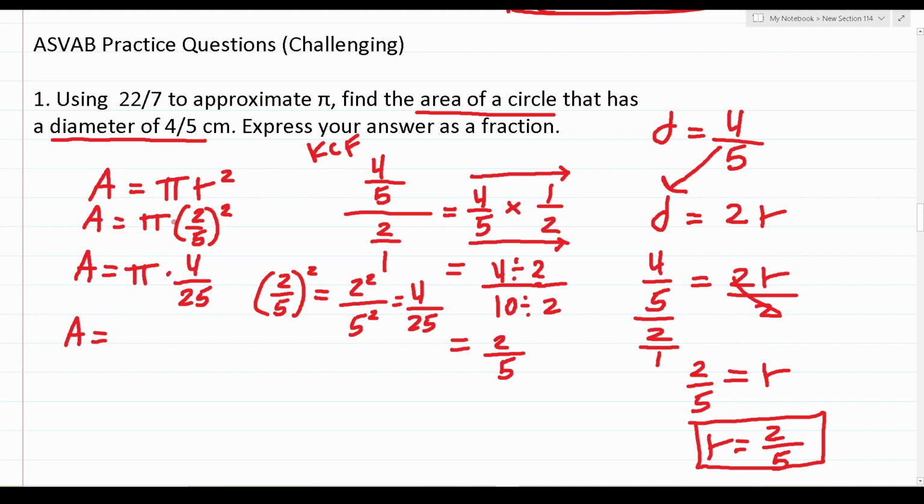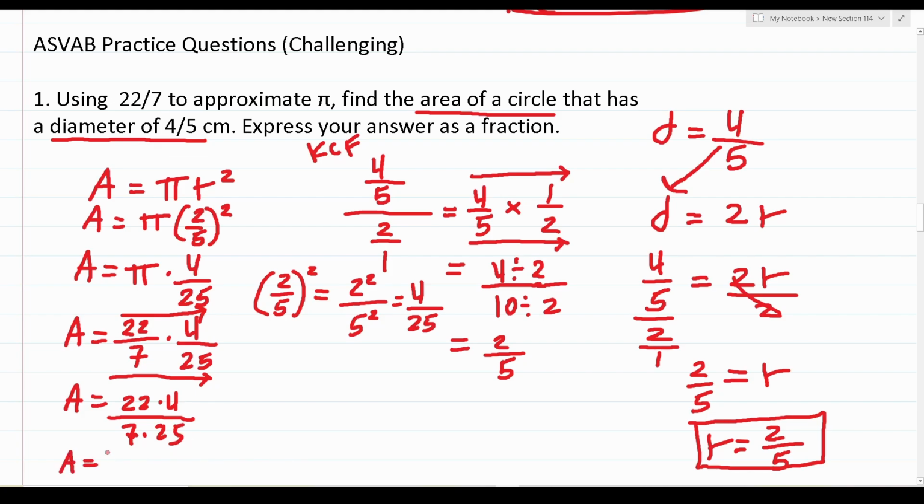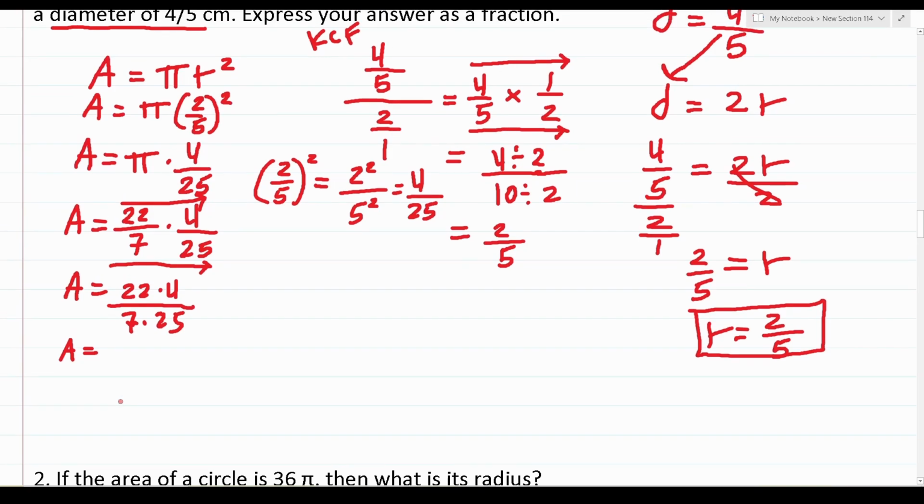Of course, we were told to use 22 over 7 to approximate pi. So we know pi is going to be 22 over 7 times 4 over 25. And now we're just multiplying two fractions again. So we're going to multiply straight across. That is to say, this is going to become 22 times 4 over 7 times 25. Let me go ahead and scroll down a little bit.